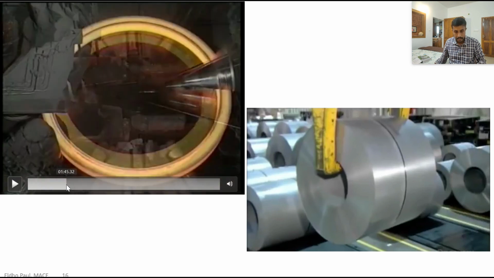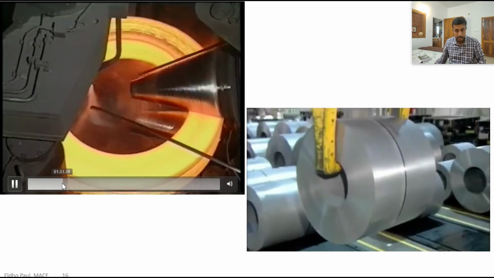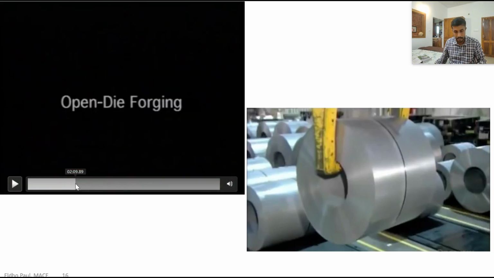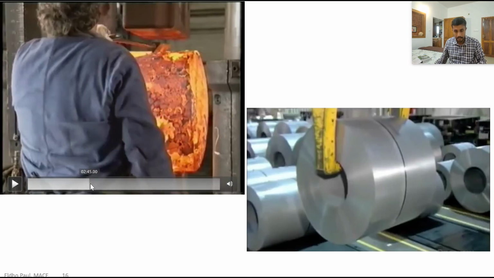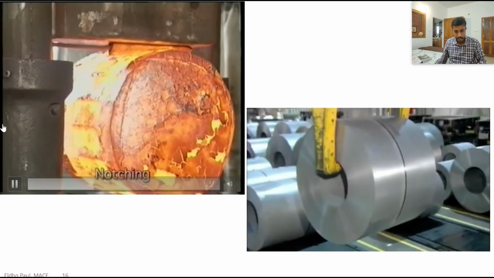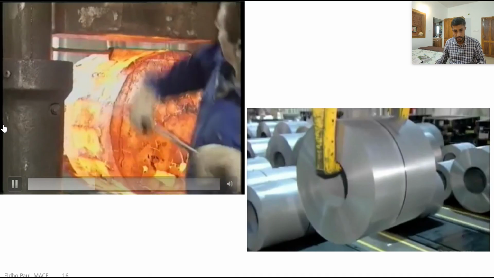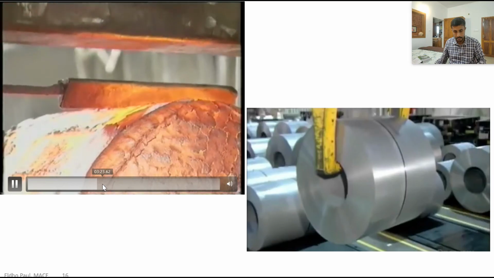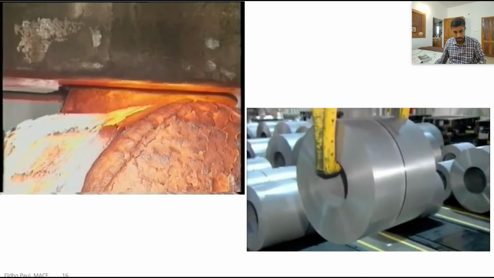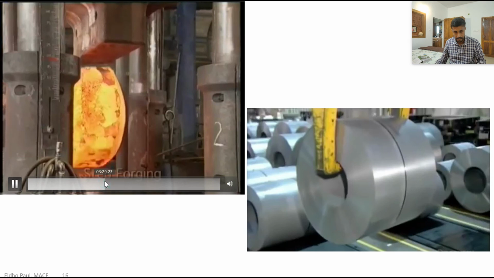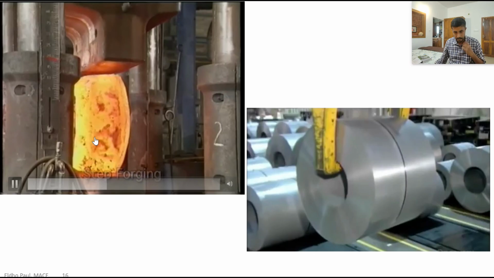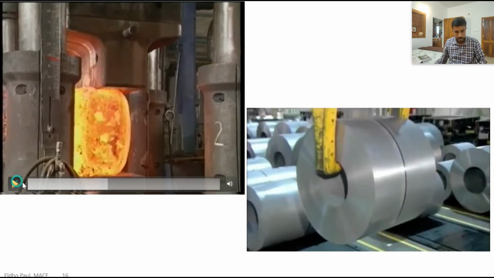See this one, the production of a ring. This is also a bulk deformation process, a metal forming process. See this. These are the forging processes.